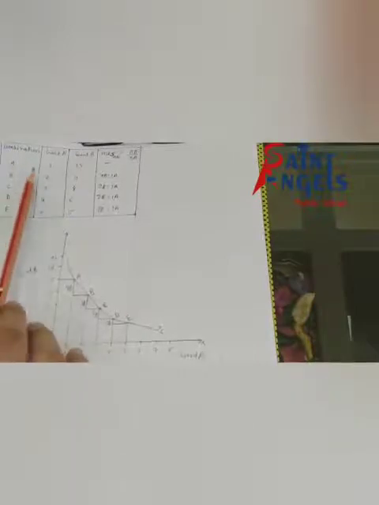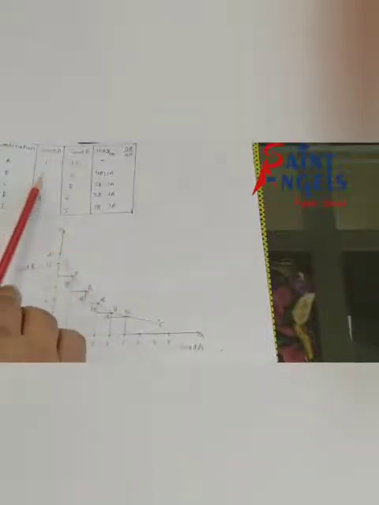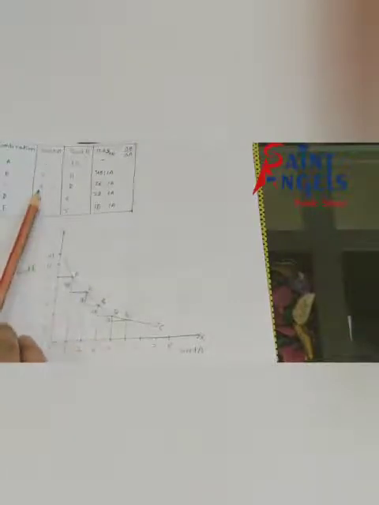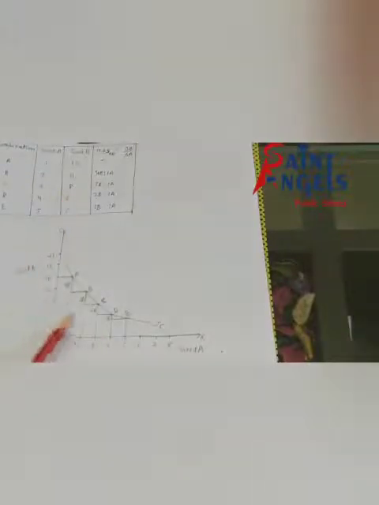Now see here, the first combination is 1 unit of good A and 15 units of good B, and show the point there. After this, 2 units of good A and 11 units of good B. I hope it is clear. After this, 3 units of good A and 8 units of good B.